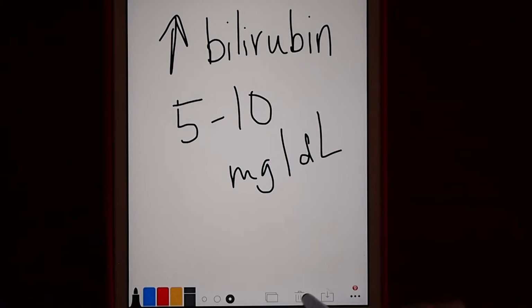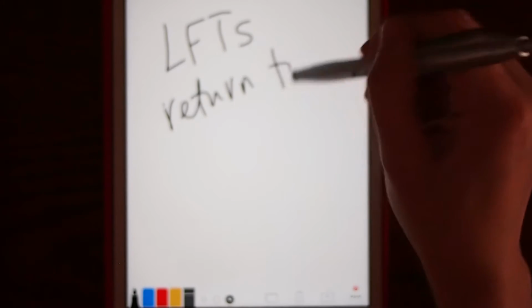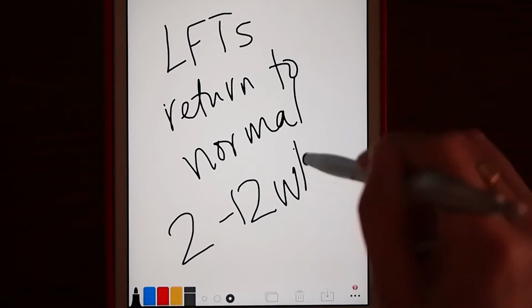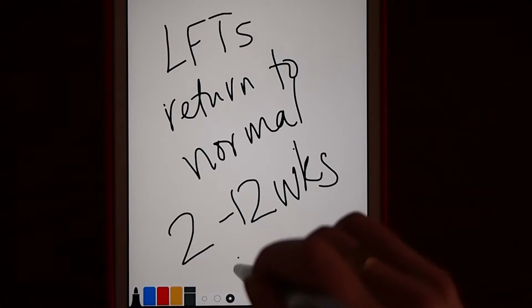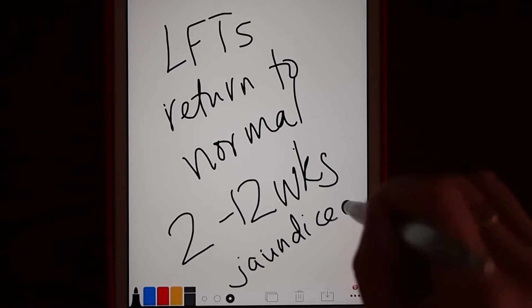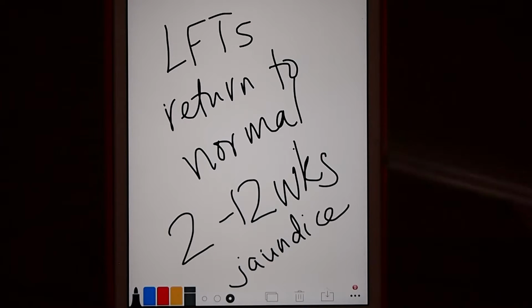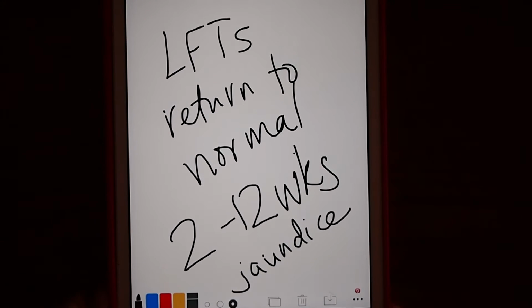Now, typically, all these LFTs return to normal in 2 to 12 weeks after the onset of jaundice. So jaundice is a good indicator of the disease process. Okay, so we said earlier jaundice was a late sign or late symptom. However, LFTs can return to normal 2 to 12 weeks after the onset of jaundice, unless it's chronic active hepatitis.